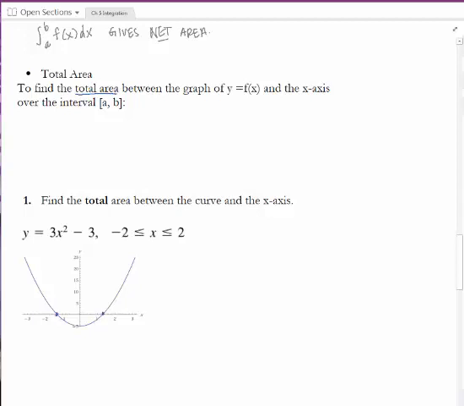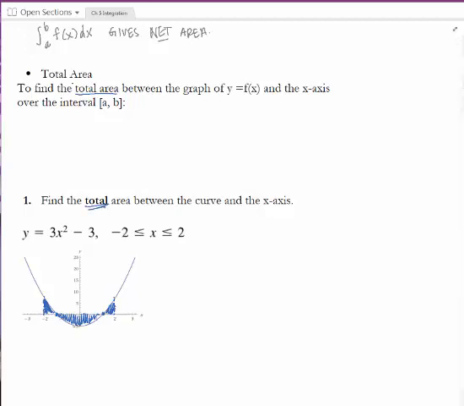For example, check out this function here, 3x squared minus 3 from negative 2 to 2. So we're going to start here at negative 2 and end here at 2. We talked about how this area will be positive above the x-axis, but then this area down here below the curve and the x-axis will be negative. So if we did the definite integral of this function, we'd find the net area, not the total area.